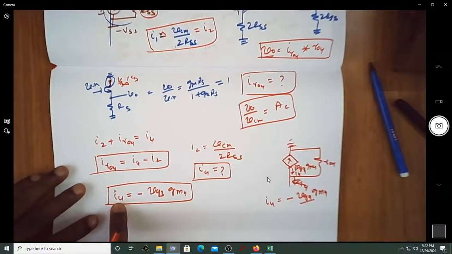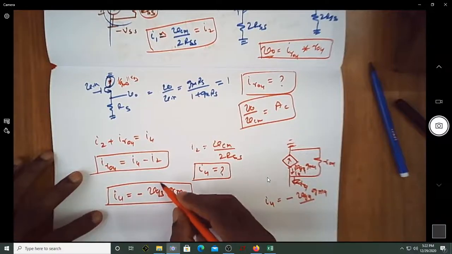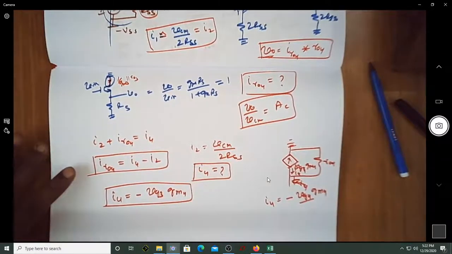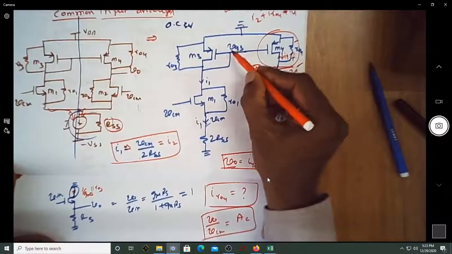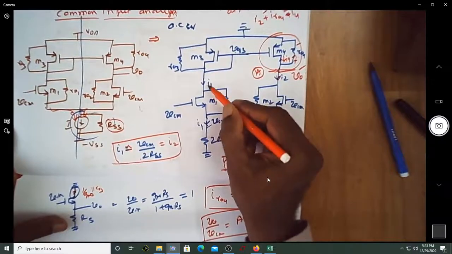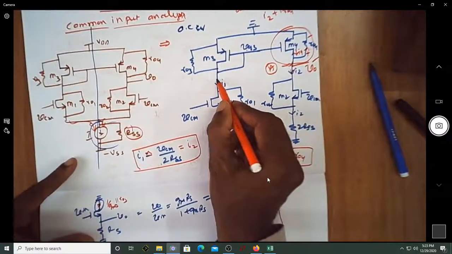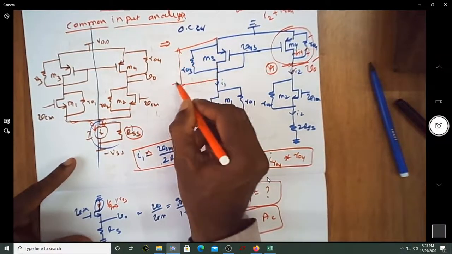When I have the expression for I4, it is in terms of VG3 multiplied by gm4. But what I want is for this VG3 to be expressed in terms of VCM. So let us find out the voltage at this gate. Can I write the voltage at this gate as nothing but the voltage drop across this equivalent resistance? This is now plus minus.